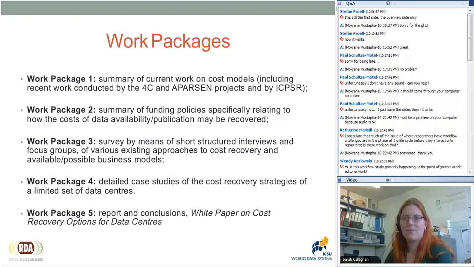And then, of course, work package 5 is writing that up into a report and conclusions, something along the lines of a white paper on cost recovery options for data centers. And we hope that that will be useful, and particularly useful for the audience involved in the webinar today.